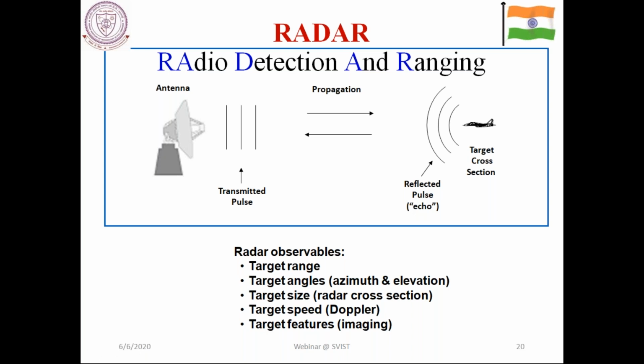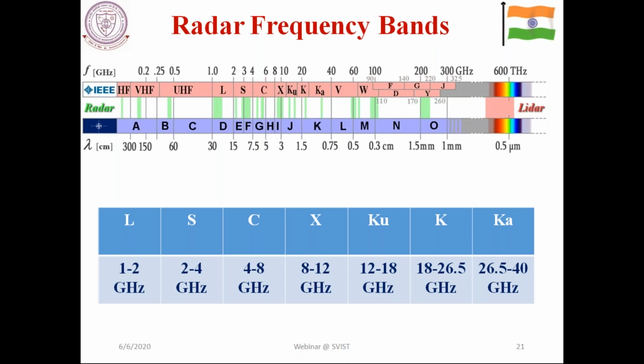So these are some of the applications of radars. And here I am also showing some of the distinct radar frequency bands, between L and Ka, and the particular wavelengths have also been mentioned. These are the frequency bands L, S, C, X, Ku, K, Ka, ranging from 1 to 2, 2 to 4, 4 to 8, 8 to 12, 12 to 18, 18 to 26.5, and 26.5 to 40 gigahertz respectively.